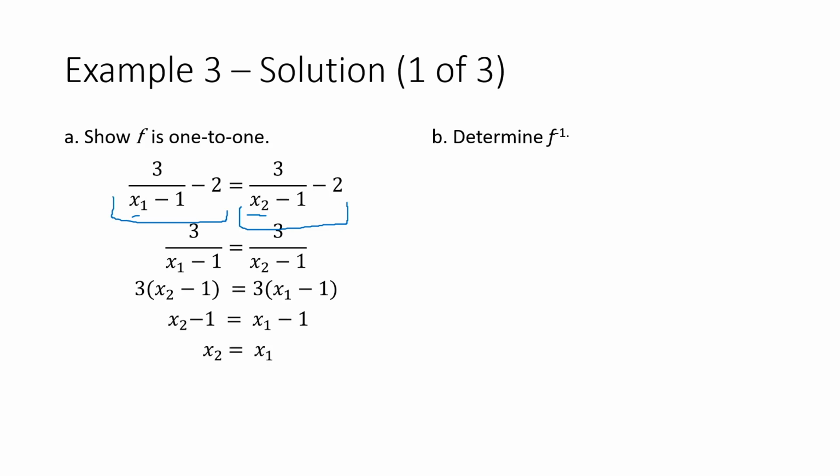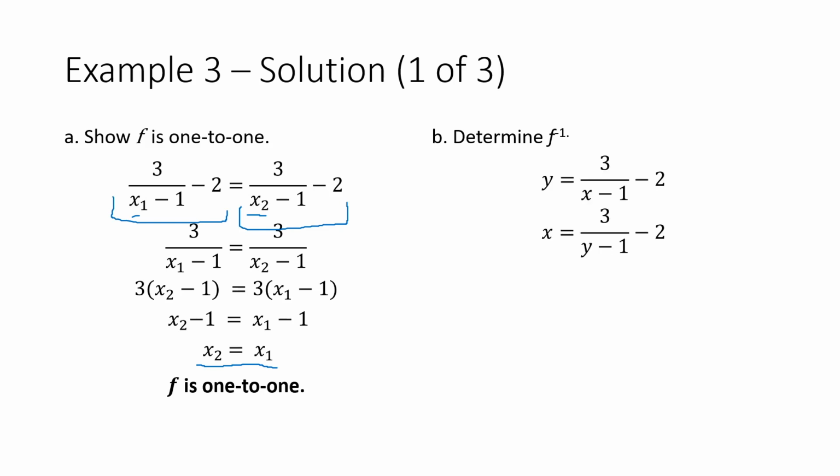We can add 1 to both sides, and it looks like if we were to end up with 2 of the same output, we would have had to start with the same input here. So that means that f is a 1 to 1 function. So since it's 1 to 1, it has an inverse. Let's try to determine what it is.